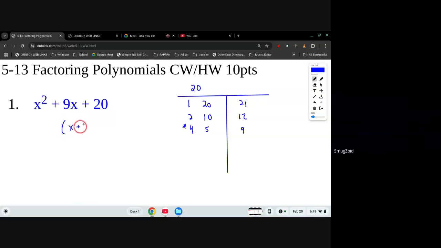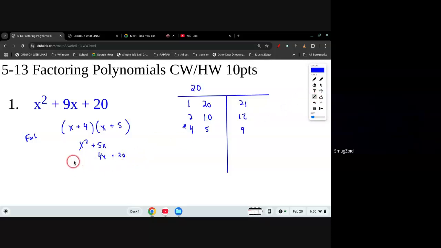x plus 4 times x plus 5. Then you want to use the FOIL method, right? Everybody should be able to do that. This is good practice for it, and find out what the answer is going to be. x times x is x squared. x times 5 is plus 5x. 4 times x is 4x. 4 times 5 is 20.